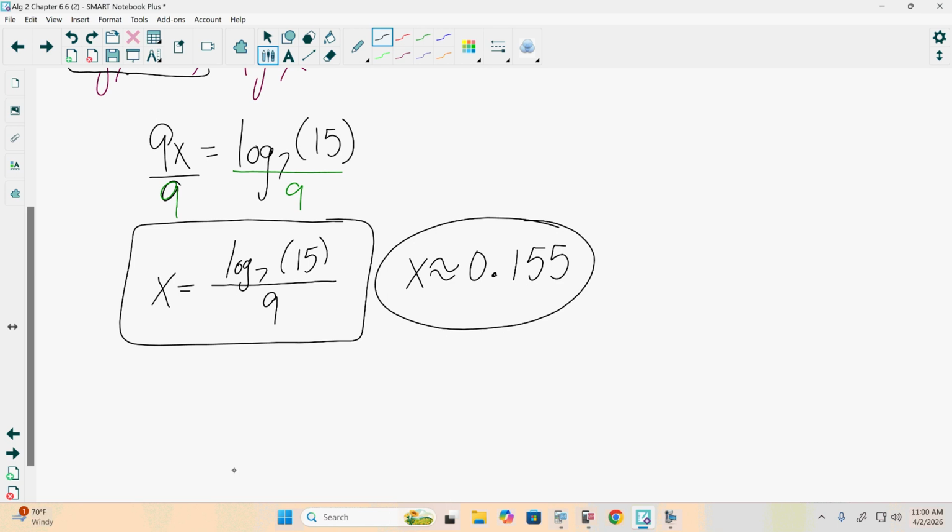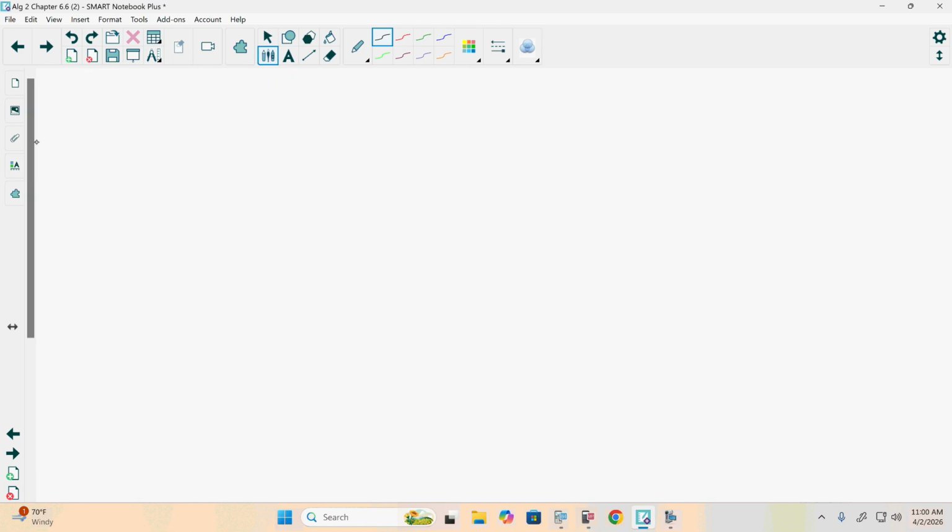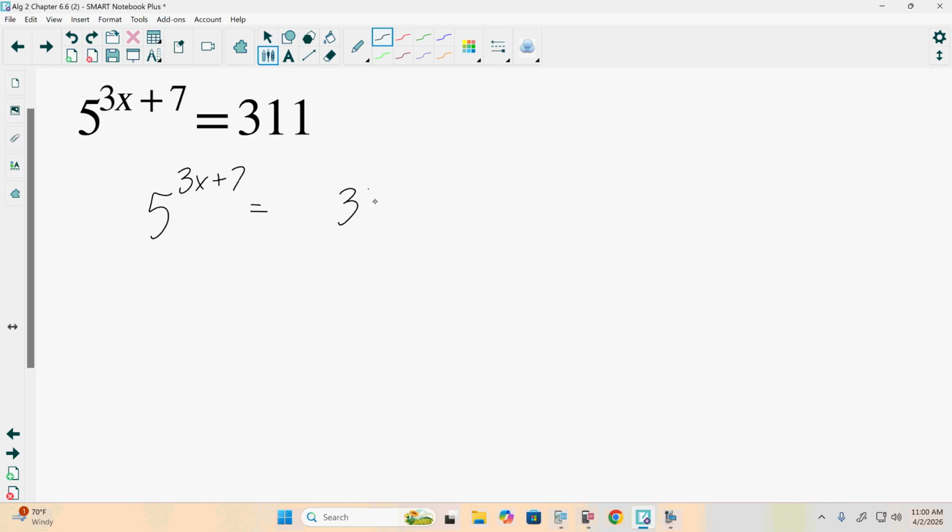Are we ready for what's next? 5 to the 3x plus 7 equals 311. Not any different, we've just added more steps to the solving process. Again, we have one base on either side, so we don't have to move anything or do any solving steps there.